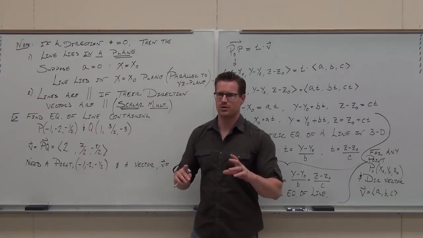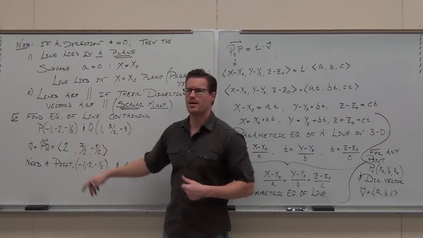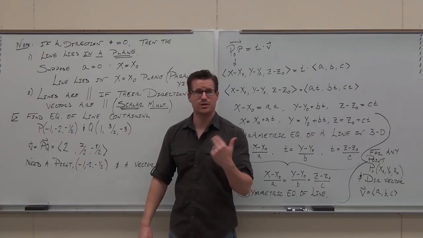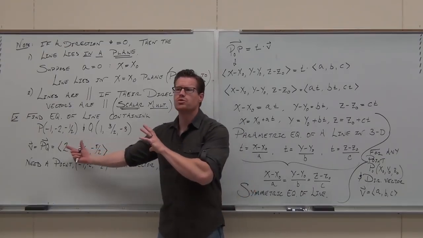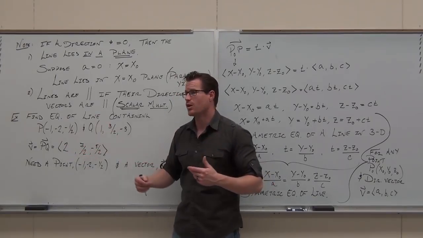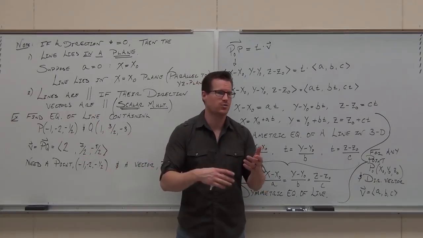So, long story made short, if you have fractions, multiply by the LCD of your fractions. That's nice, it gets rid of fractions. If you have huge direction numbers, you can divide them all by a common factor, the greatest common factor. You can also change the sign, multiply by negatives.